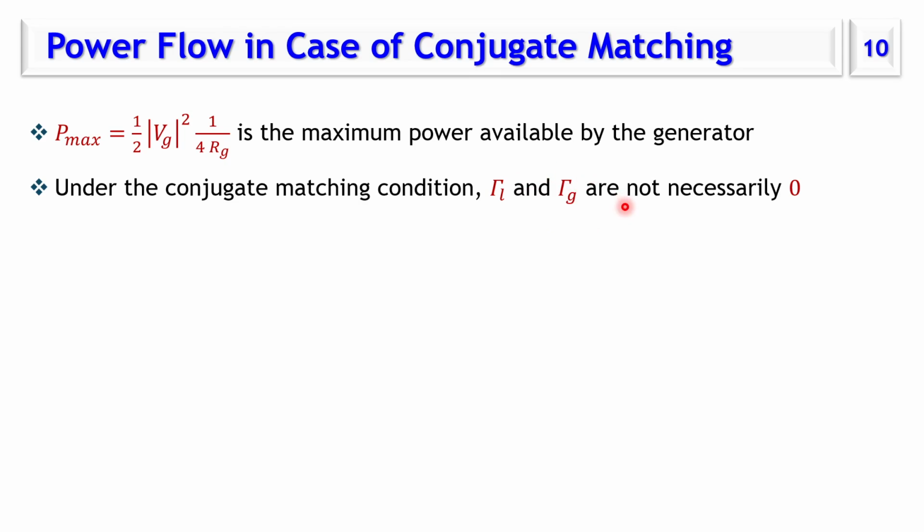Gamma L and gamma G are not necessarily 0. So the maximum power out of the generator doesn't require a matched load, or a matched generator or anything. It's just a unique sort of condition for maximum power flow.